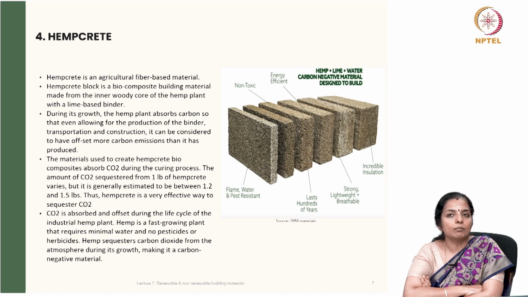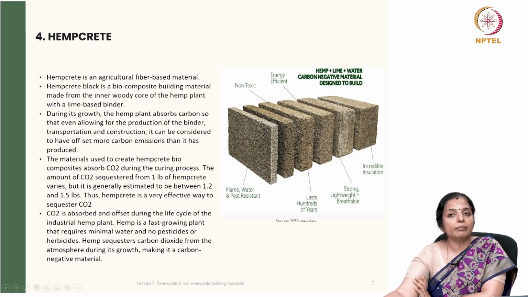Carbon dioxide is absorbed and offset during the life cycle of the industrial hemp plant. Hemp is a fast growing plant that requires minimum water and has no pesticides or herbicides. Hemp sequesters carbon dioxide from the atmosphere during its growth, making it a carbon negative material.